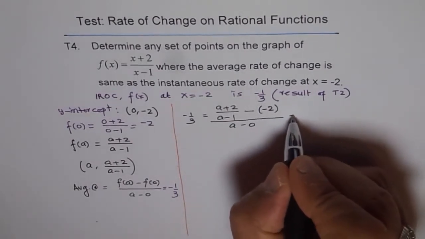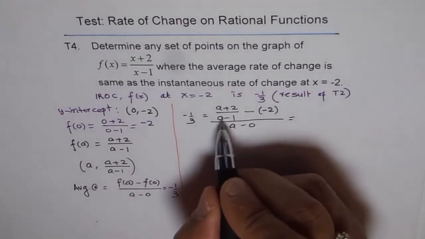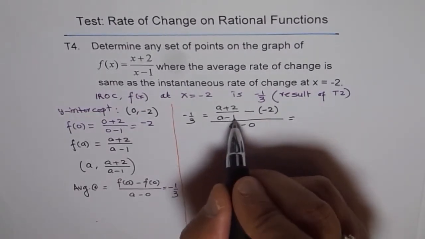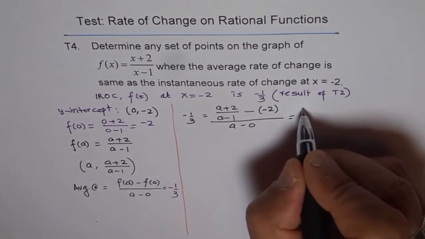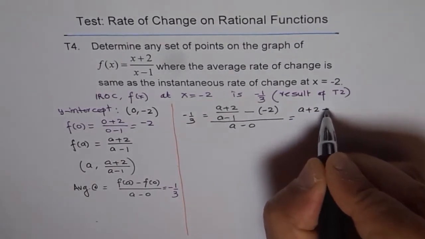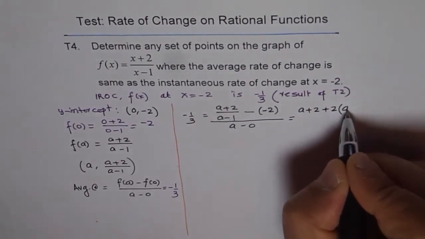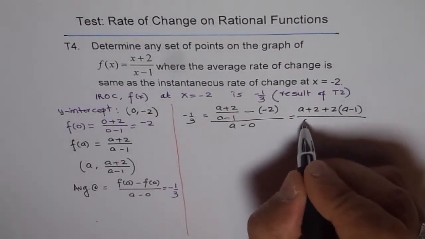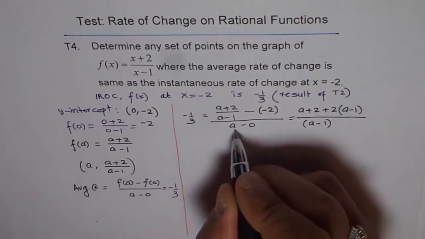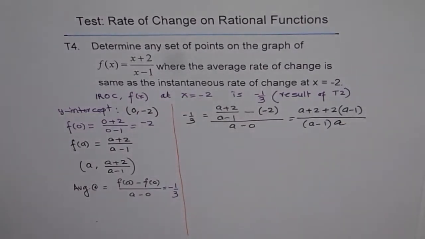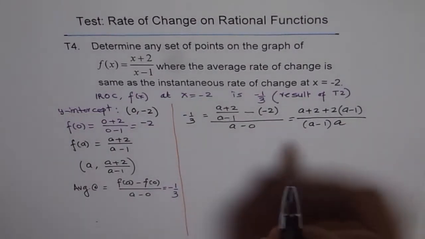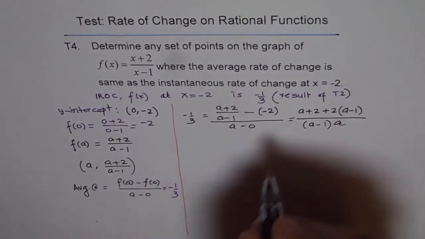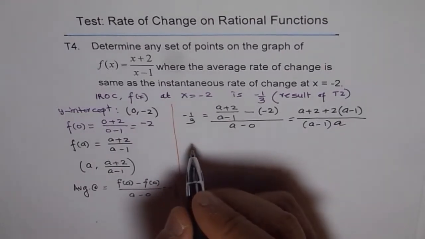So let me just simplify this here and write down, taking the minus will become plus, and I'll multiply this by a minus 1. So in the numerator, I get a plus 2 plus 2 times (a minus 1), correct? Now this thing, a minus 1, comes in the denominator, times we already have a here, right? So that is what our equation becomes. Now we can cross multiply and kind of simplify it, right? Well, let's do it later. Let's simplify the numerator part first.